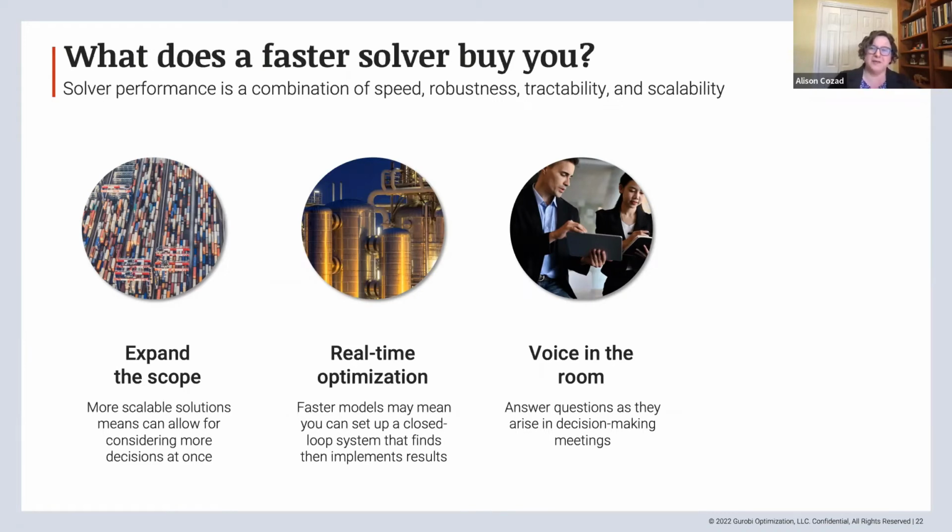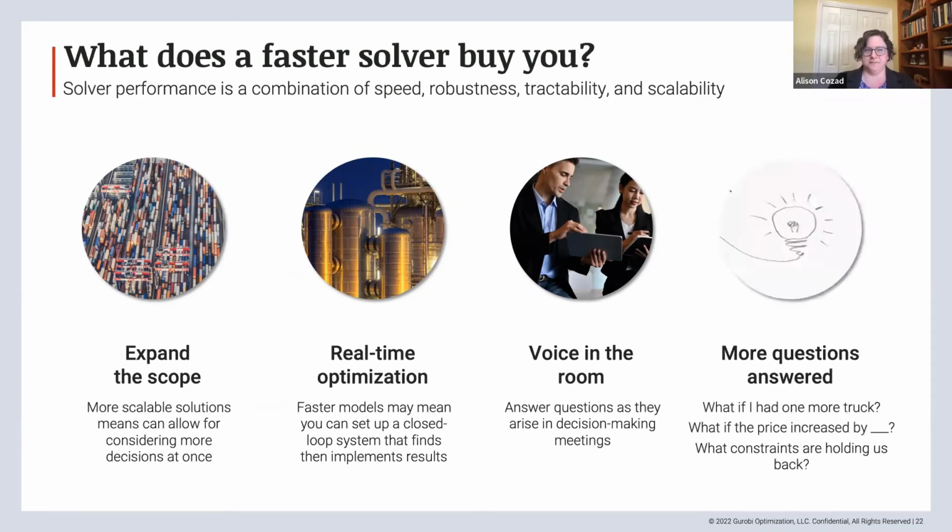And if you have, let's say, a 10 times faster solver, you get to ask an additional 10 questions during that meeting. And really, the more questions answered, the more robust your decision is going to be, the more people are going to trust the model, and so forth. So at that point, you're really limited by the creativity of the questions that you can actually ask. What if I had one more truck? What if my price set changed? What constraints are actually holding me back?